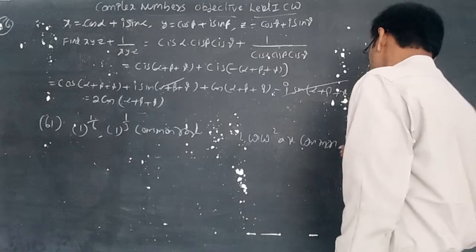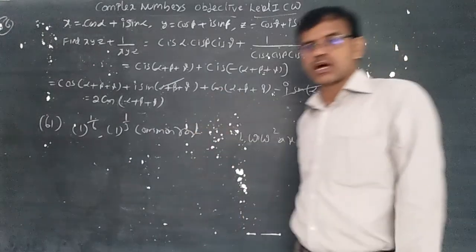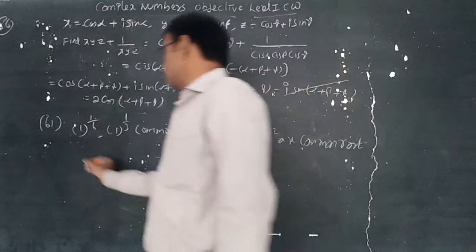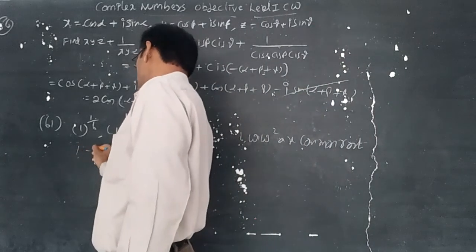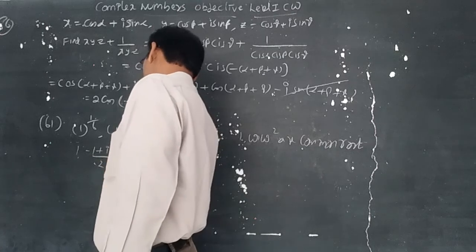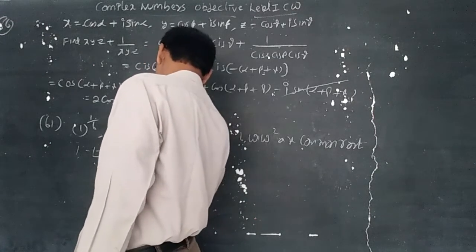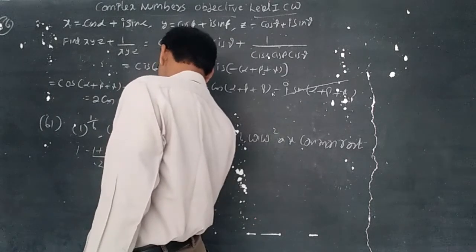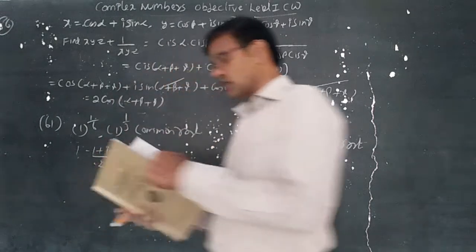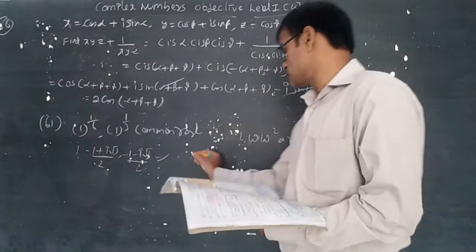Because 1 plus omega plus omega square equal to 0, for 1 power 1 by 3 or 1 power 1 by 6, the values are given directly as 1, comma, omega value is minus 1 plus i root 3 by 2, comma, omega square value minus 1 minus i root 3 by 2. No need to calculate using the cis theta formula, directly you can get the values. So first option. Now 62nd.